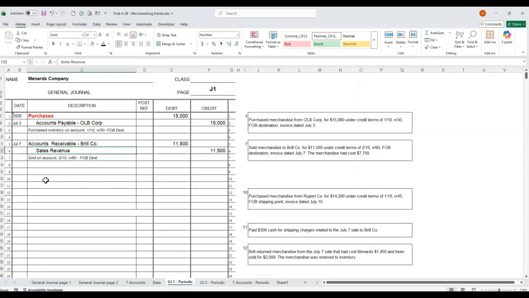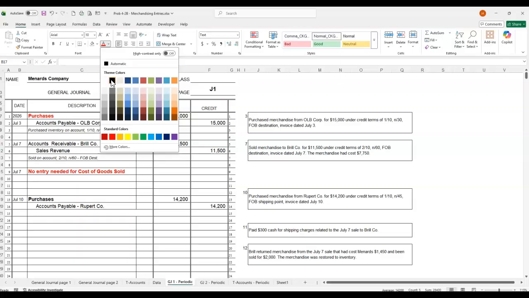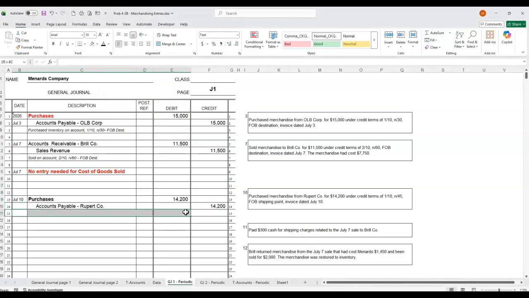The interesting thing here is, since this is the periodic method, there is no entry that we have to make for the cost, because remember, this entry would be a debit to cost of goods sold and a credit to inventory. We don't make any entries in the inventory account, and we don't make any entries in the cost of goods sold account until the end of the period. So there's no entry needed for this one. Makes it a little easier to do.